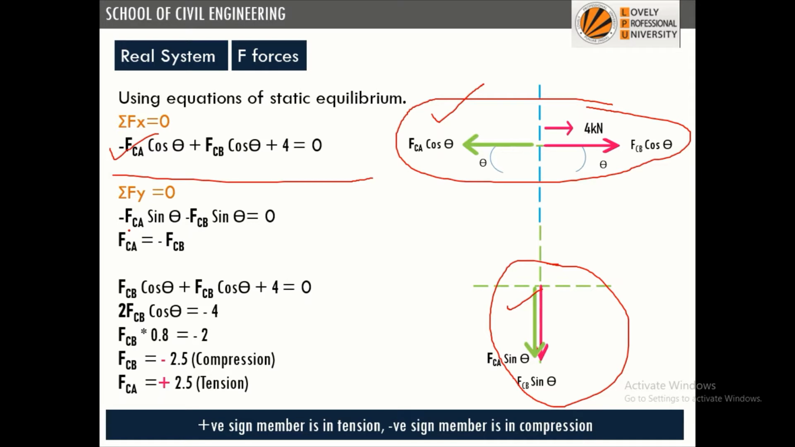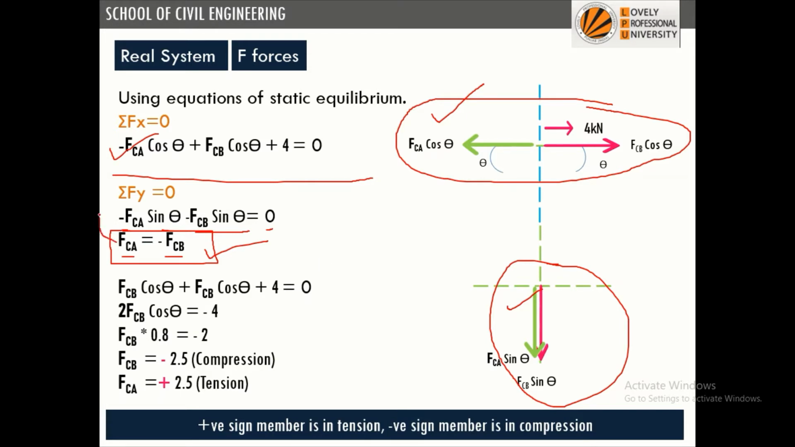Both the components of the forces are towards the negative y direction. So we'll write minus FCA sin theta and minus FCB sin theta is equal to 0. Solving this we get FCA is equal to minus FCB. What does this mean? It means that the forces in members FCA and FCB are the same in magnitude but opposite in nature. Opposite nature means one will be in tension, the other in compression.